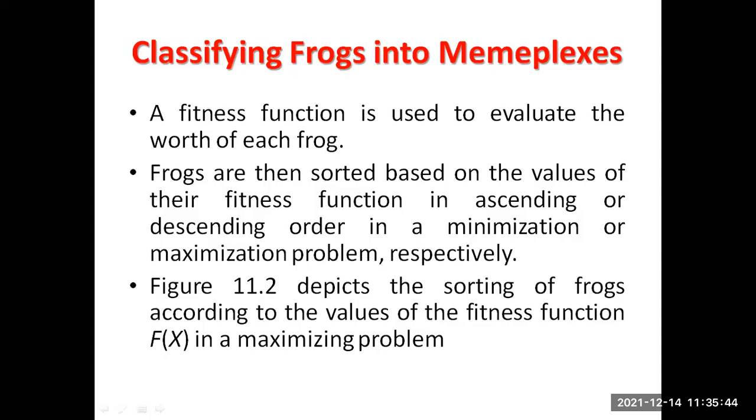Okay. So we'll distribute these frogs based on their fitness function or objective function. The frogs are then sorted based on the values of their fitness function, in ascending or descending order in a minimization or maximization problem respectively. We'll understand this. Just a minute, I'll connect my board and then go to the board and we'll discuss.